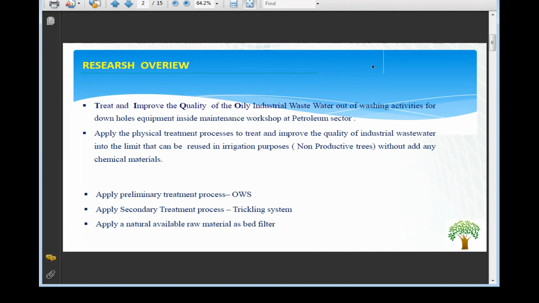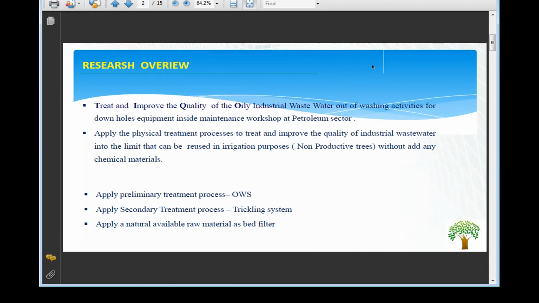So in my research, I will discuss using agro fiber as a media filter in treating the industrial wastewater out of the washing activity. The main scope of the research is to treat and improve the quality of industrial wastewater.